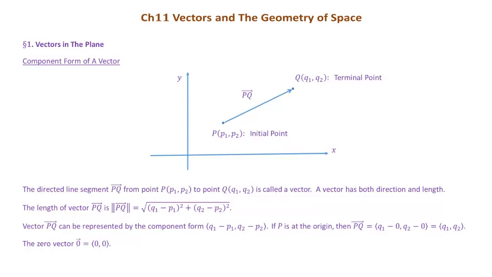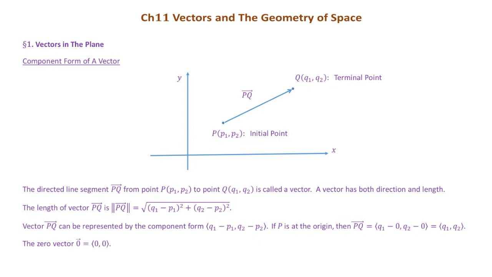A vector has both direction and length. All right. So this is the important feature of vectors. But keep in mind, any physical quantity with a direction and a length is not necessarily a vector. Okay. For example, current is not a vector. The flow of water is not a vector. Okay, so be careful about this.